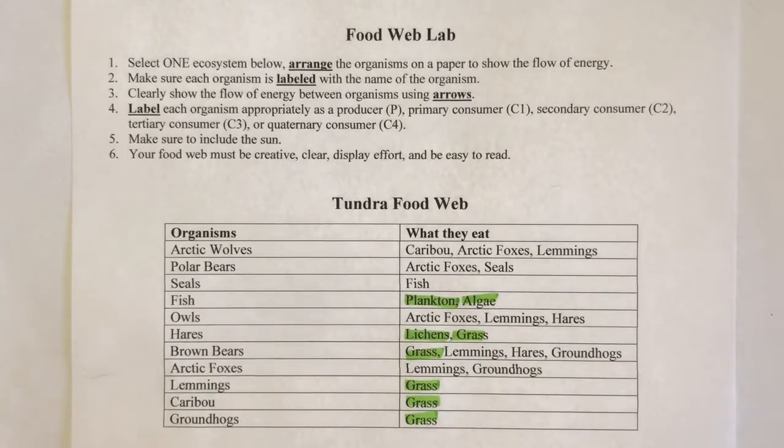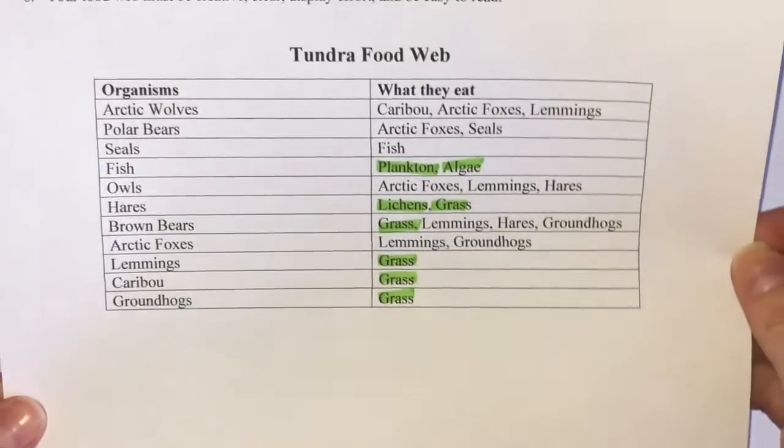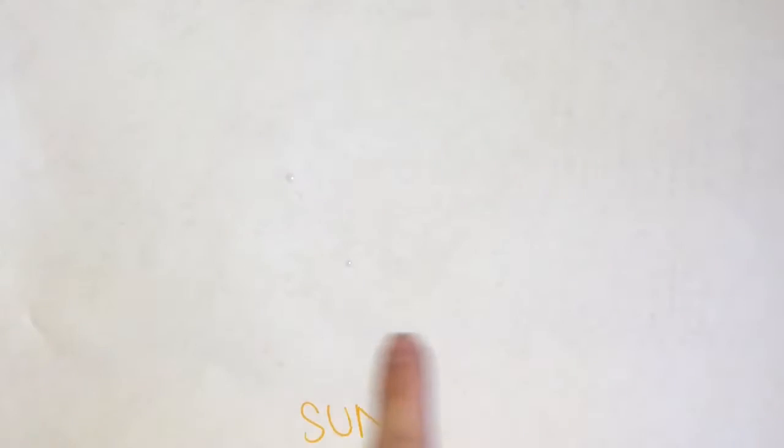So, now that I'm done with that, I'm going to move on to my next sheet of paper. So my first step of drawing my food web, I'm going to write the sun at the very bottom. The sun is where all the energy on Earth comes from, which means that's where all of the producers get their energy. So I put the sun on the bottom. Next, I'm going to take all of the producers that I identified here, and I'm going to write them in a row along the bottom.